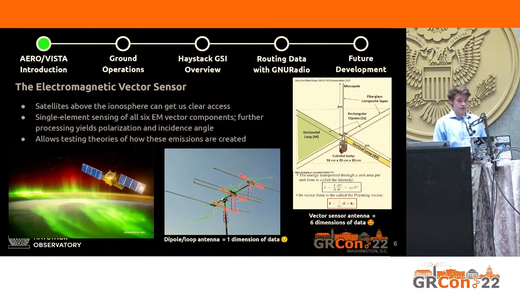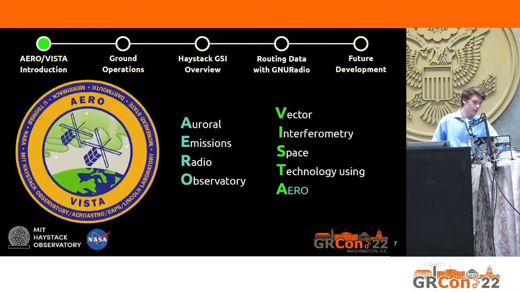In order to get this polarization and incidence angle information, we'll be using electromagnetic vector sensors, which very broadly are one element which can discern all 6 dimensions of the electromagnetic field, XYZ electrical, XYZ magnetic. And from this, you can process out polarization and the incidence angle. And this will allow the scientists to test their different theories about how these emissions are created.